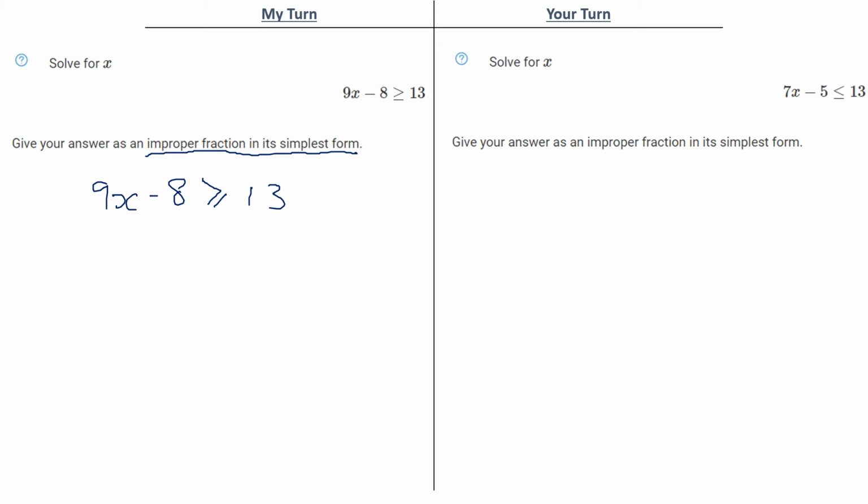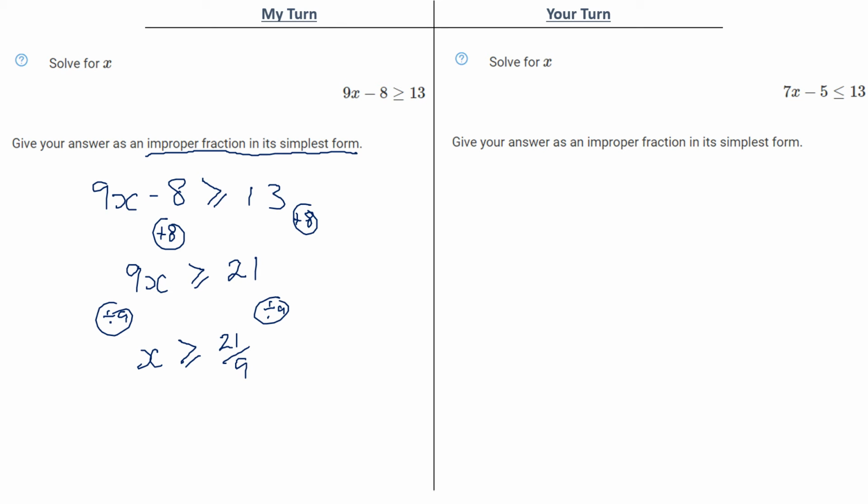First thing we need to do is the inverse of taking away 8, which is adding 8 to both sides. Get 9x greater than or equal to 13 add 8, 21. Then we divide by 9 both sides to get x is greater than or equal to, remember we want an improper fraction, 21 divided by 9 is 21 over 9. Okay, so we're asked to give it in its simplest form, so we need to check, can we simplify that any further?